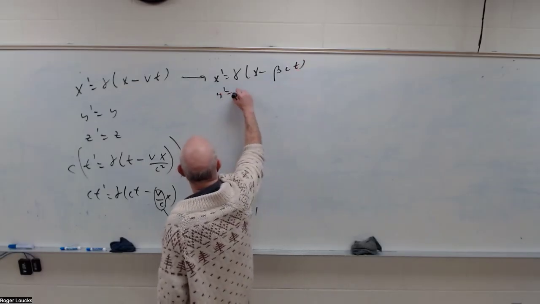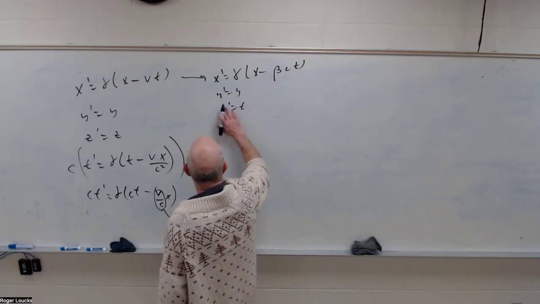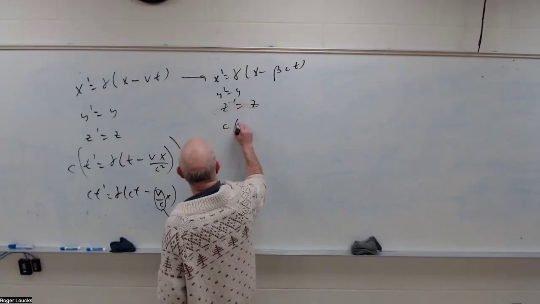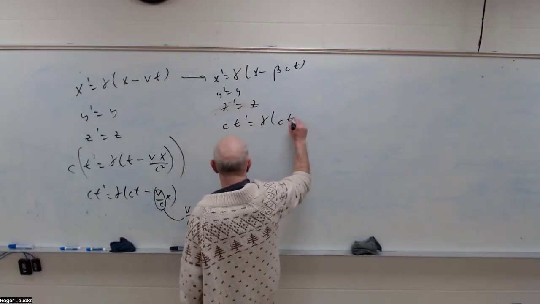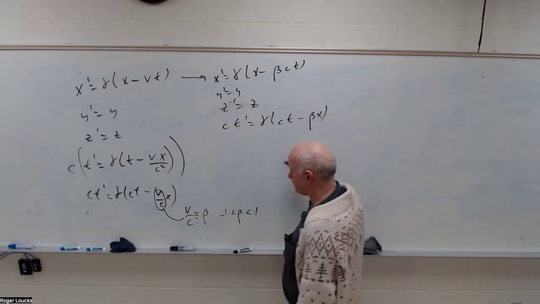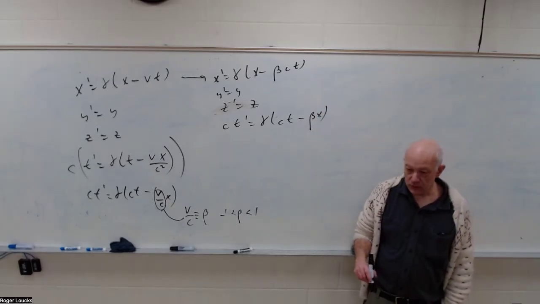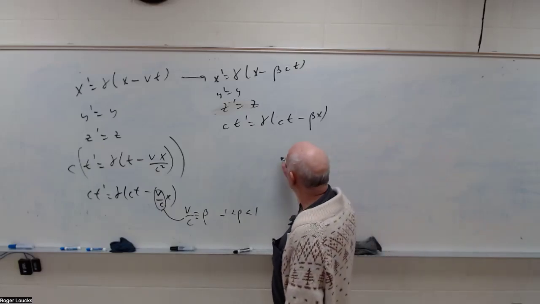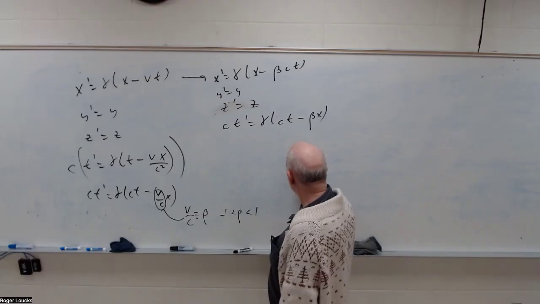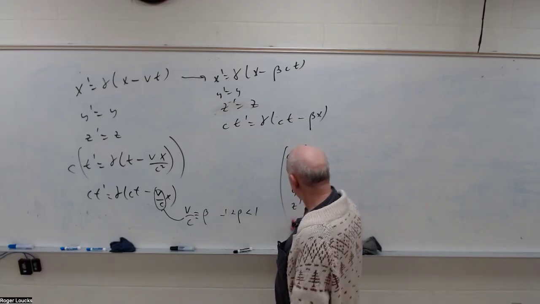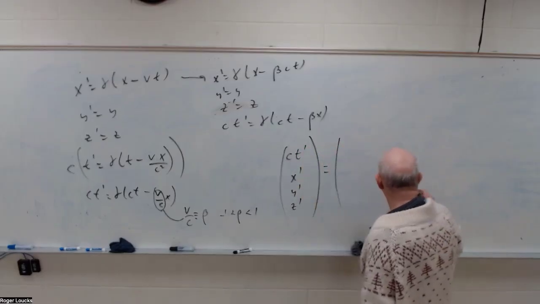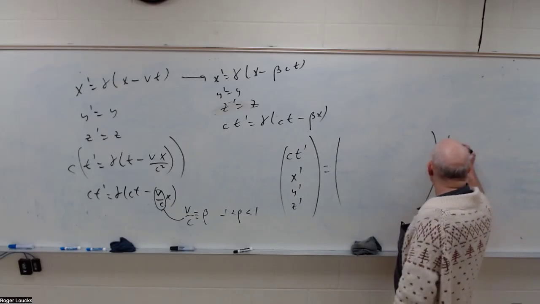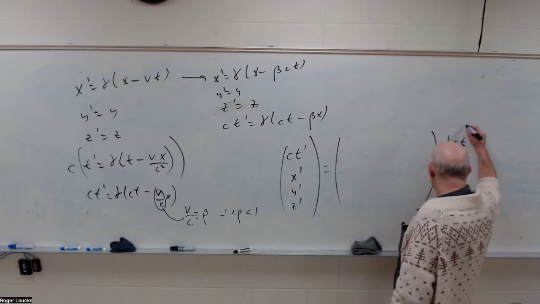And we get y prime equals y, z prime equals z, and then ct prime equals gamma (ct minus beta x). So we look at it and say, hey, we can write this as a big matrix. We write ct prime, x prime, y prime, z prime equals a matrix times ct, x, y, z.